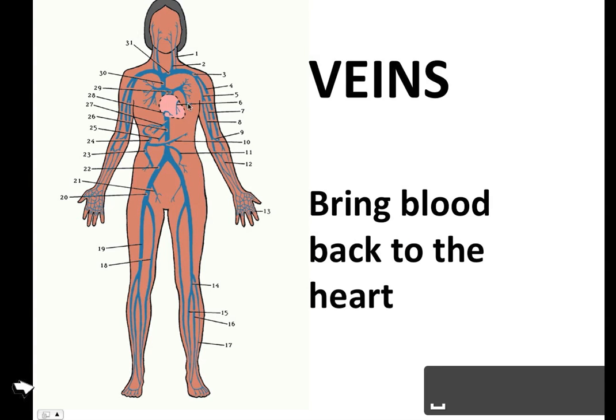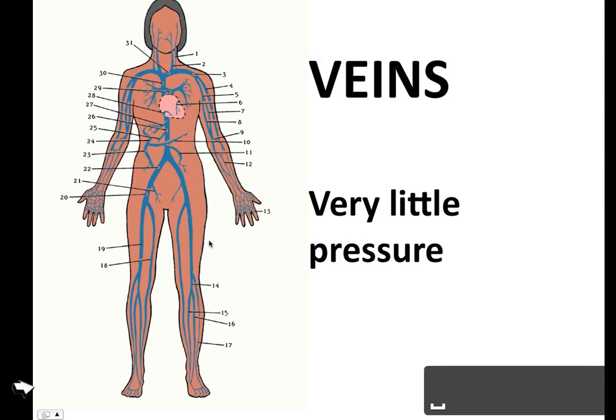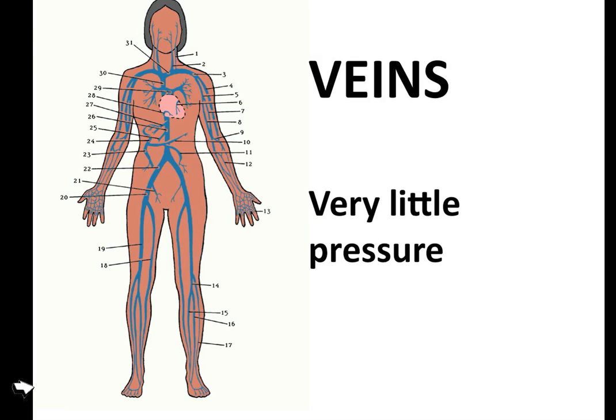Veins bring blood back to the heart. And here shows some of the major veins, and this one right here where the arrow is pointing is the vena cava, and here's another vena cava on top here, the two that you'll need to know. But they bring all the blood back. Now because it's coming back, there's very, very little pressure. In fact, by the time it almost gets to the heart, it's almost a negative pressure.